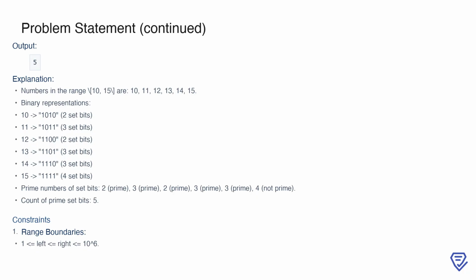Checking for prime numbers, we see that the numbers with prime set bits are 10, 11, 12, 13, and 14, because 2 and 3 are prime, whereas 4 is not. This gives us a total of 5 numbers with prime set bits, so the output for this example is 5.